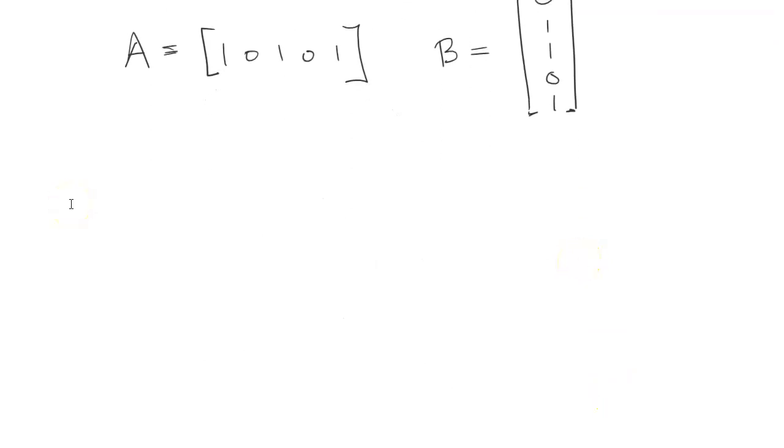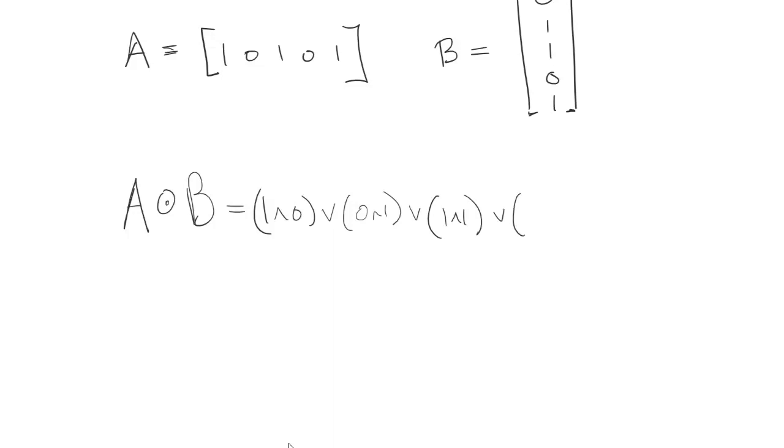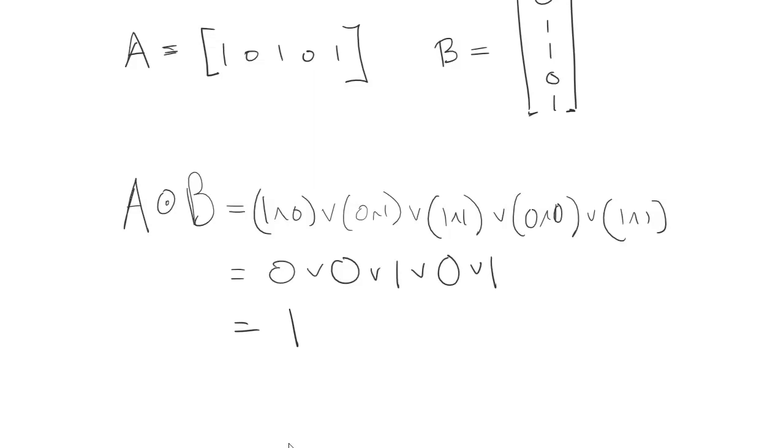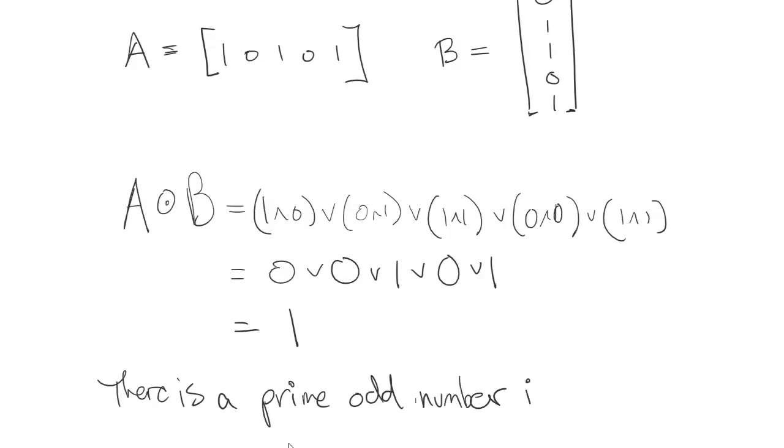So then we perform the Boolean dot product operation A dot B, which is 1 meet 0, join 0 meet 1, join 1 meet 1, join 0 meet 0, join 1 meet 1. So we have 0, join 0, join 1, join 0, join 1, which is equal to 1 because at least one of the things being joined is a 1. And so the fact that this Boolean dot product is 1 tells us that there is a prime odd number, in other words, a number satisfying both the predicate A and B in the set X. Of course, that's 3 and 5.